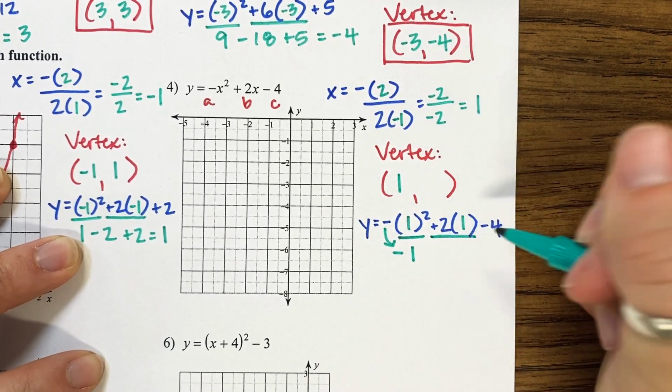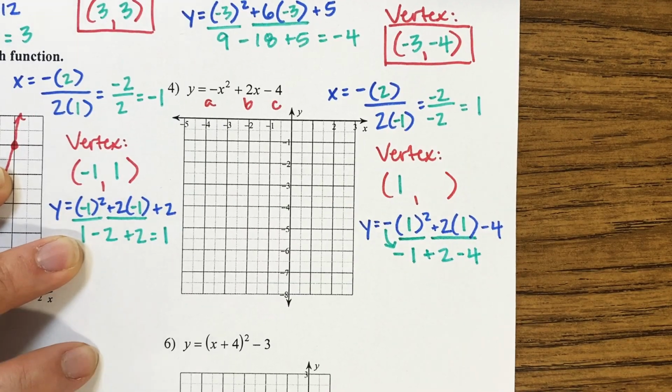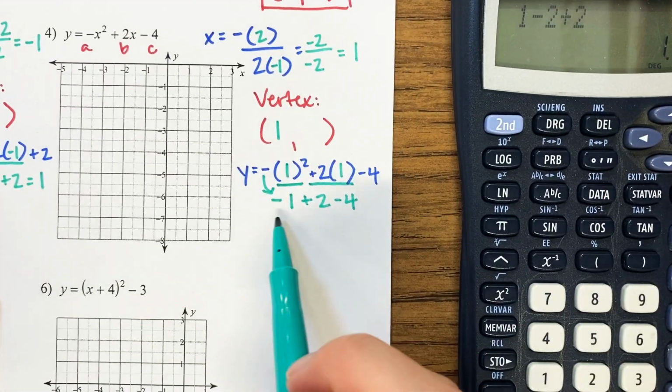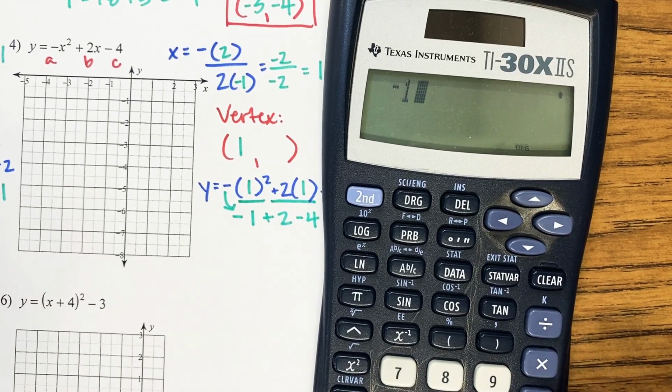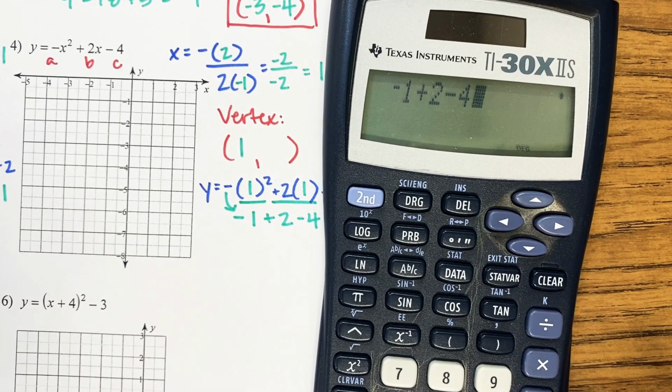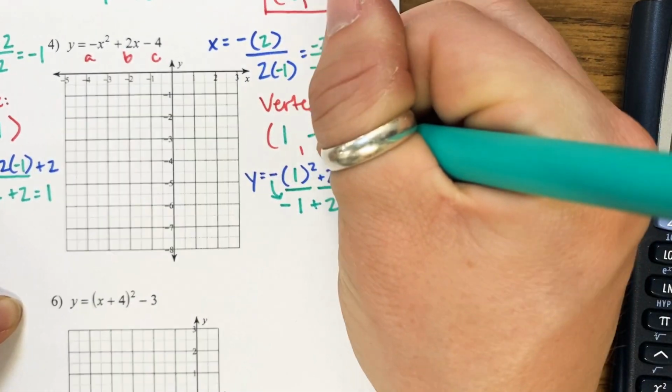Okay, so now let's multiply 2 times 1, which is positive 2, and minus 4. Okay, so now we can put this part in our calculator, see what we get. Negative 1 plus 2 minus 4, and that gives me negative 3.